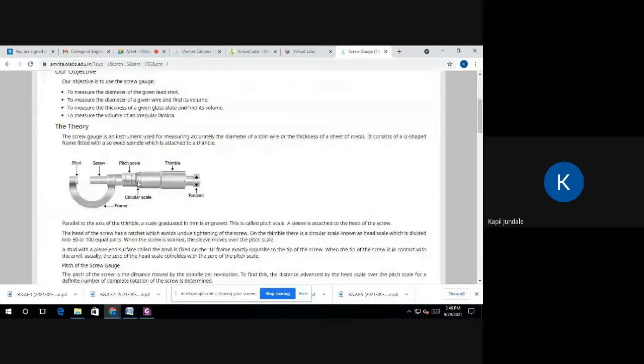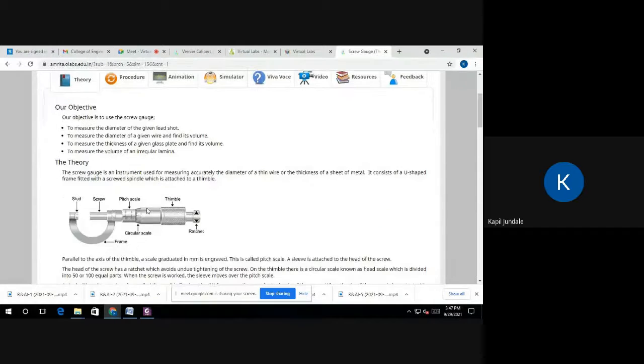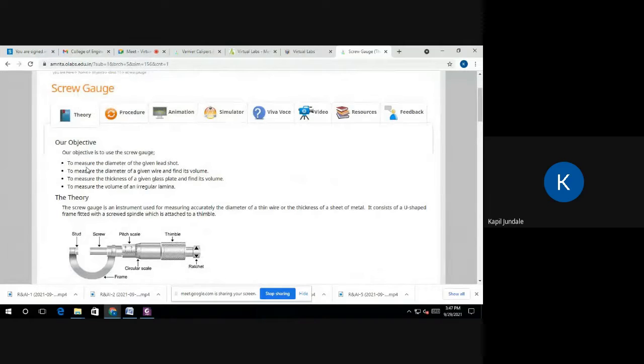Micrometer, again, is a linear measuring device, and if you check the accuracy, it is more accurate as compared to the Vernier. Now, again they have given the objective of this one: to measure the diameter of a given lead shot. A lead shot they have provided. We have to measure the diameter of that one.